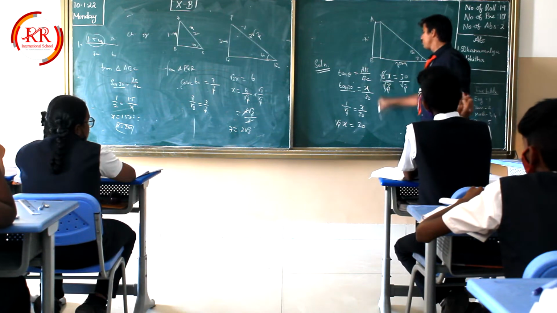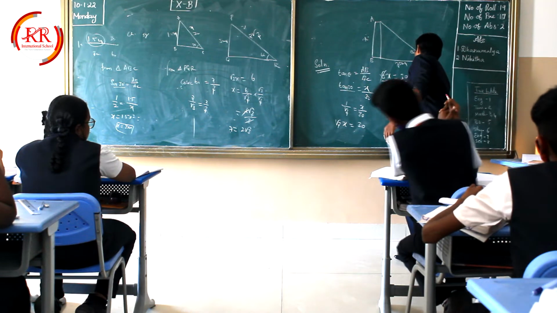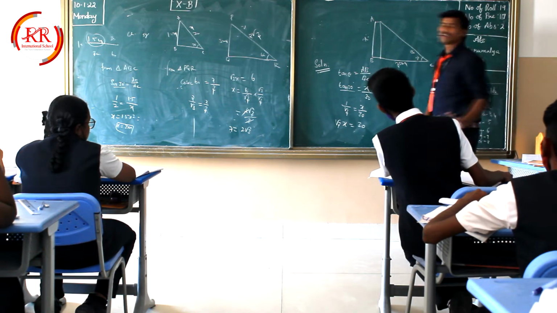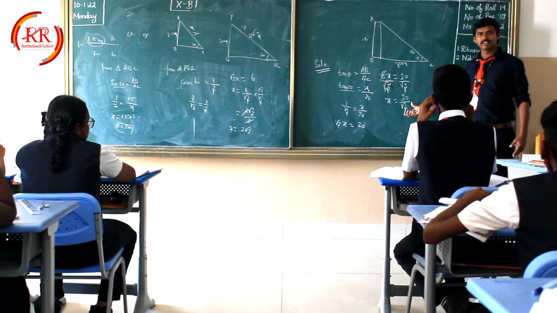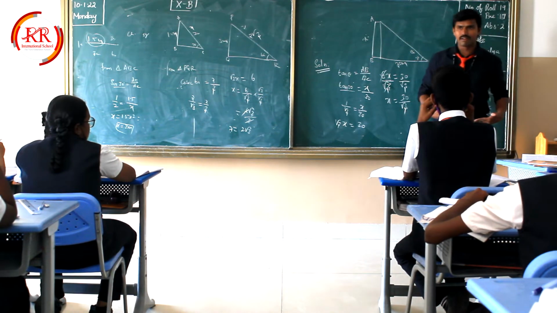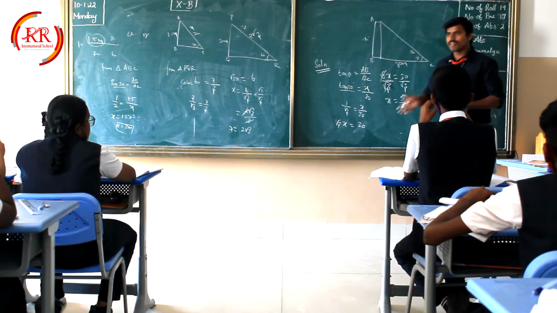Now root 3 will cancel out. So x is equal to 30 by root 3. This will be the height. But look at that. What is the number here? It's an irrational number, 30 by root 3. Can we rationalize it? Obviously.